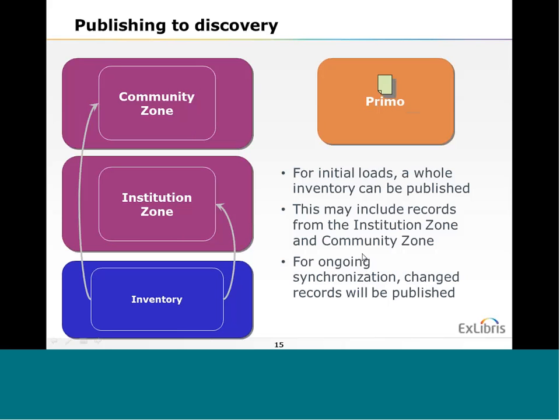Going forward then, on an ongoing basis, any changed records, either at the bibliographic record level or the inventory level, will be flagged to be republished to Primo. So maybe you've added new titles or removed titles, or you've updated records. Those changed records will be flagged to be republished to Primo. You'll learn more about the inventory model in the resource management series.